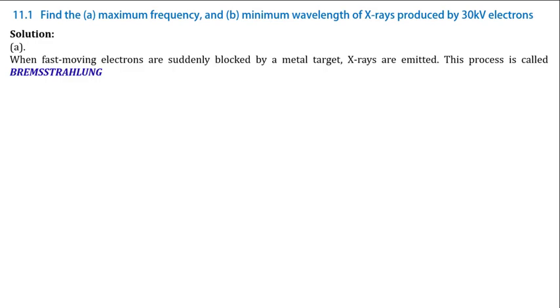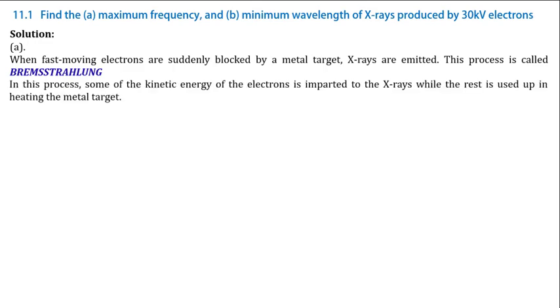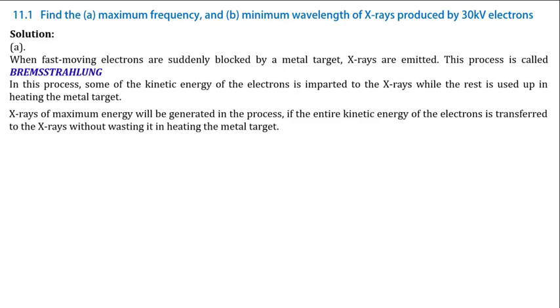And this process is called Bremsstrahlung. In this process, some of the kinetic energy of the electrons is imparted to the X-rays, while the rest is used up in heating the metal target. X-rays of maximum energy will be generated in the process if the entire kinetic energy of the electrons is transferred to the X-rays without wasting it in heating the metal target, which means whatever is the energy of the electrons, that will be completely given to the X-rays produced, and no energy is being used up in heating the metal target. This is the condition which is being considered in the present problem.